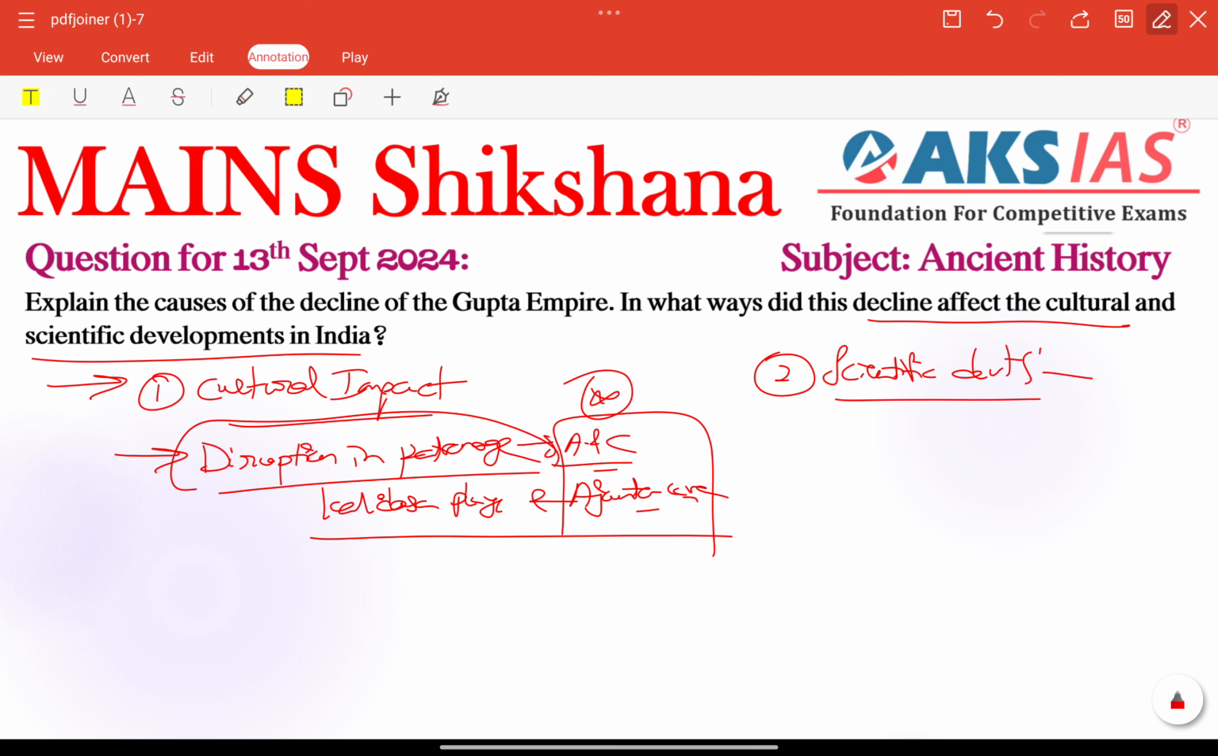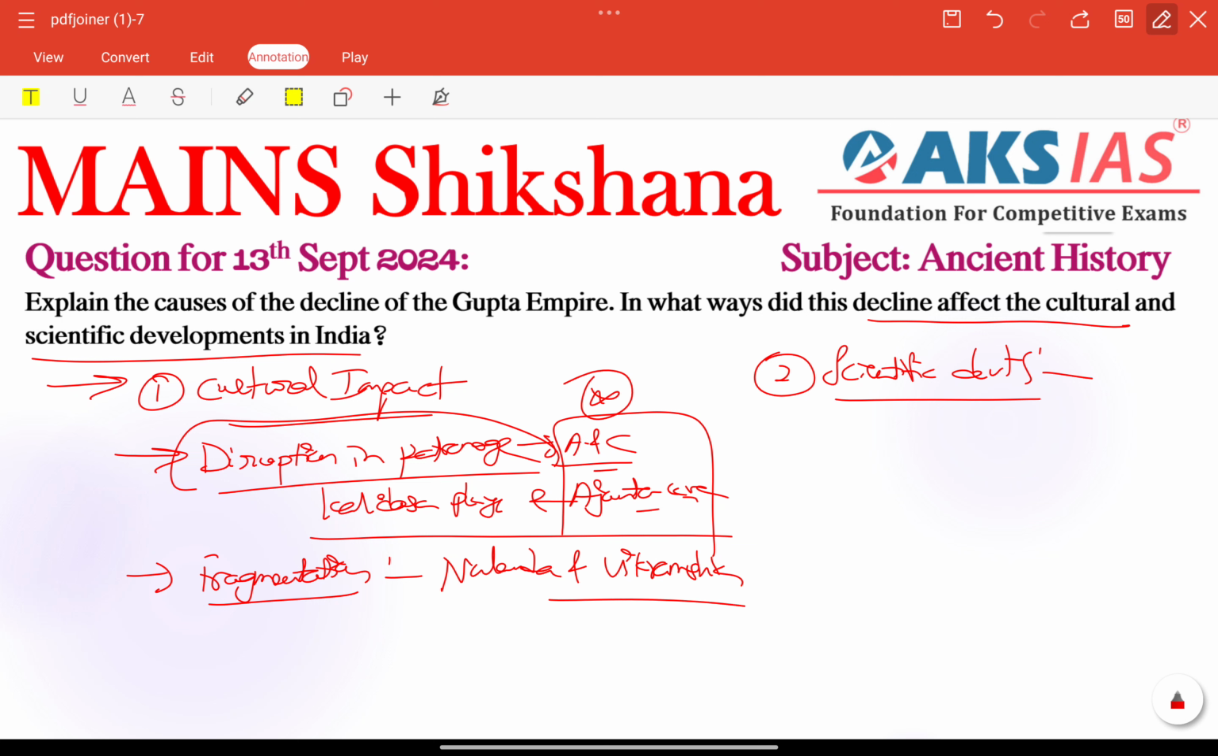Other than that, we have fragmentation of cultural centers also, right? Fragmentation is also a very important thing here. As the Gupta Empire fragmented, major cultural centers, what we have, Nalanda and Vikramshila, lost their prominence. That is the important point.